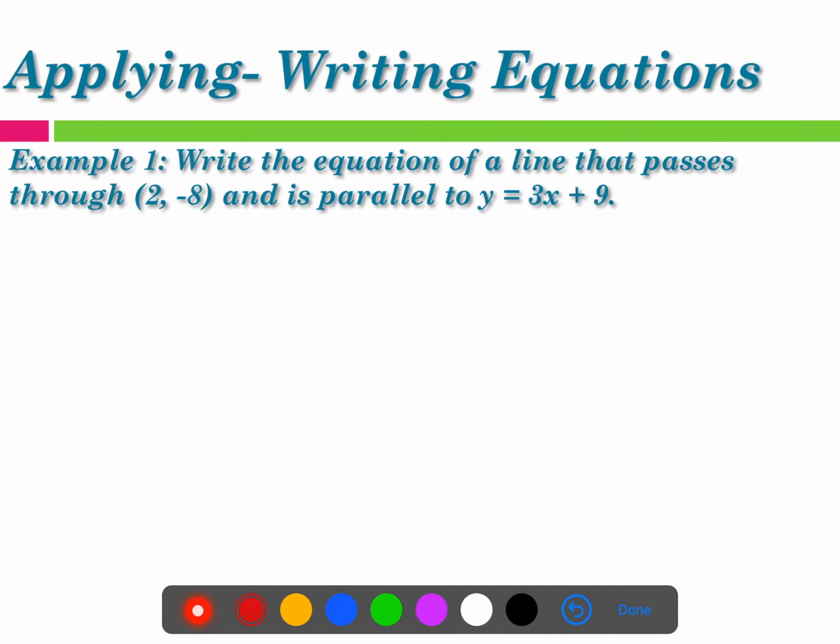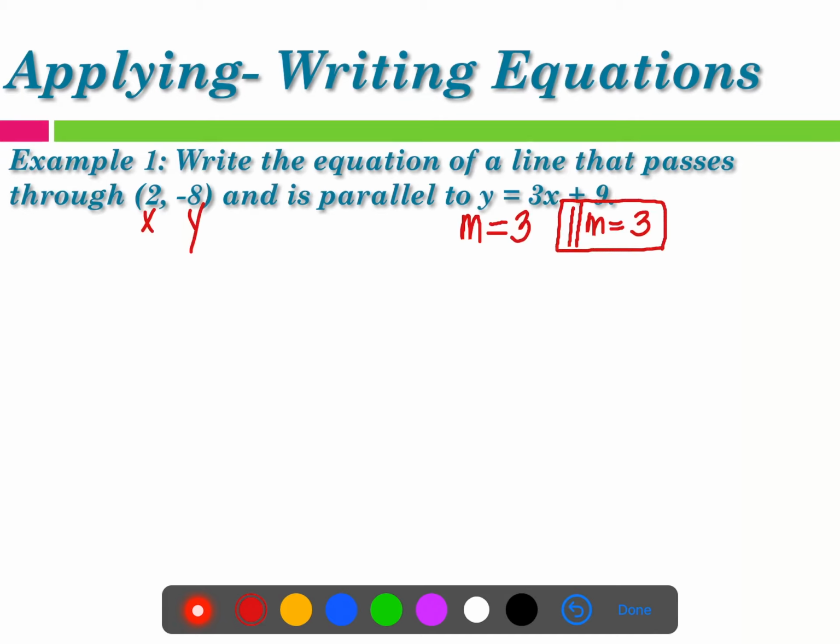So let's take a look. We're writing the equation of a line that goes through (2, -8). So we know that's an x and a y value. And it's parallel to this line. Well, the only thing I need from this line is the slope. The slope that we're given is 3. I need a parallel slope. That's the symbol for parallel. So parallel slope is the same.